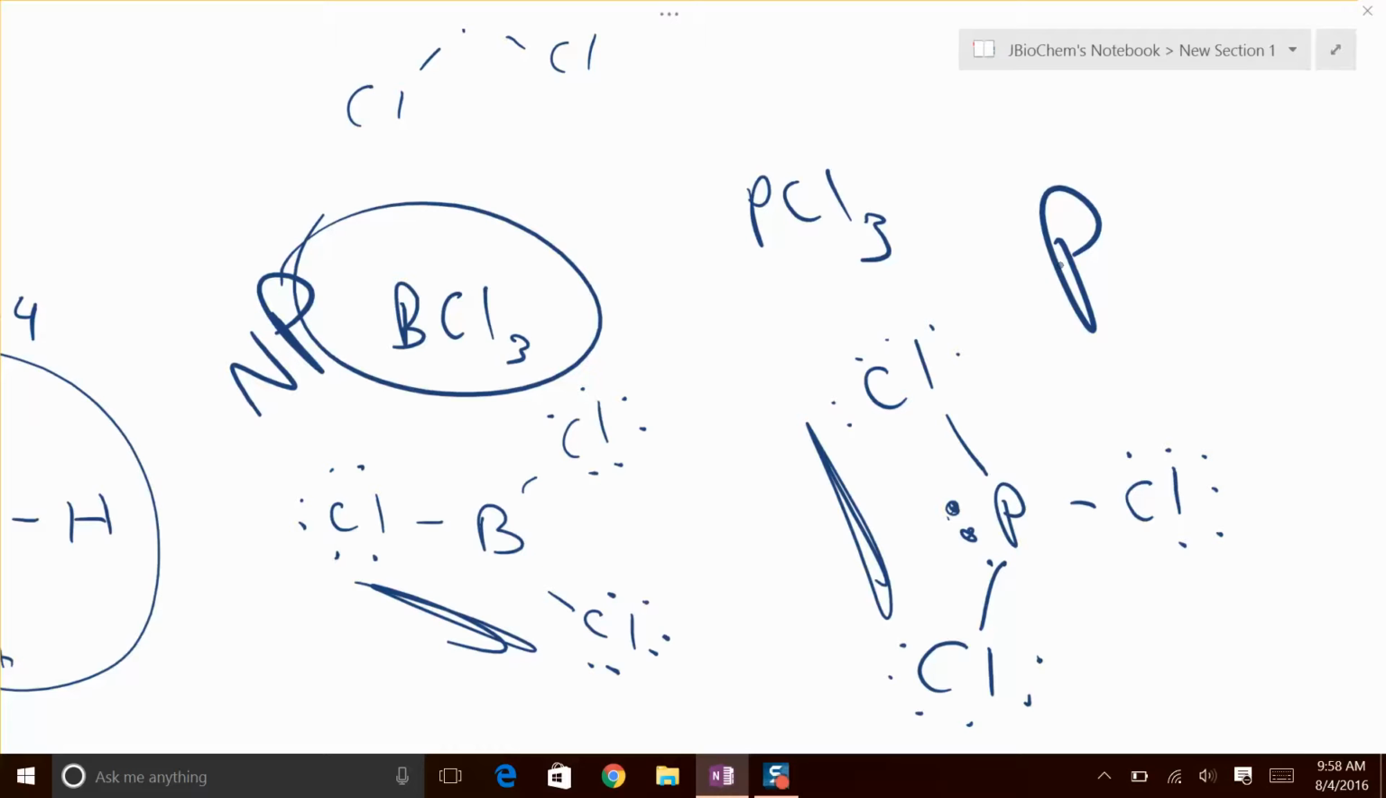Only polars can do that though. Yes, only polar can do that. The non-polar would only have dispersion forces only. Oh, okay, I get it. So they would only have dispersion forces.